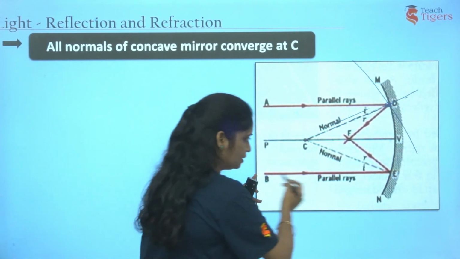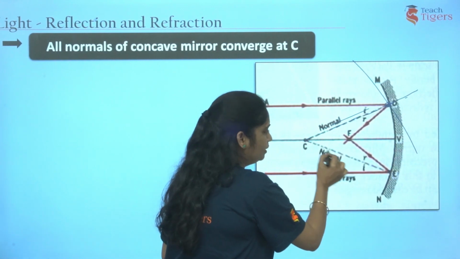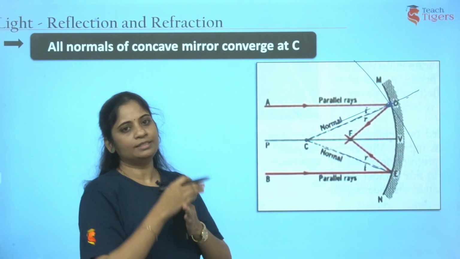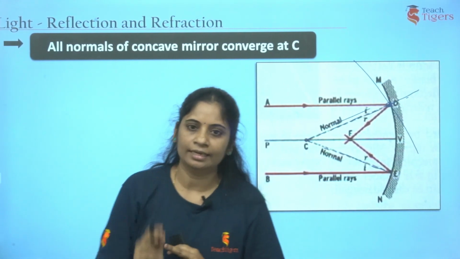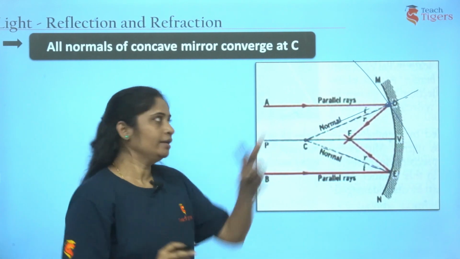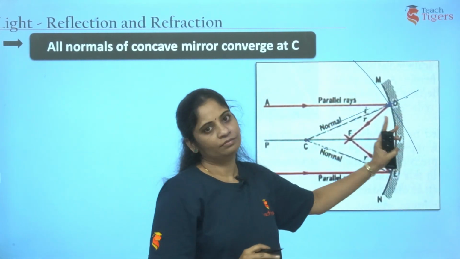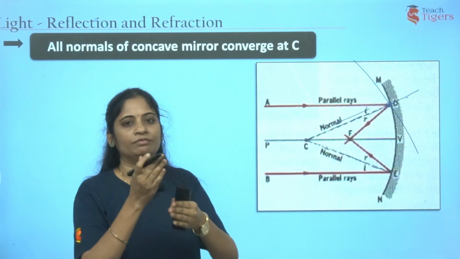Now if you see, there is another ray. For this ray also, if you try to draw the normal, it is observed that the normal is always passing through the center of curvature. So now we know the fact. What is the fact? That the normal for a concave mirror, at any point you draw on the surface of the concave mirror, is always passing through the center of curvature.